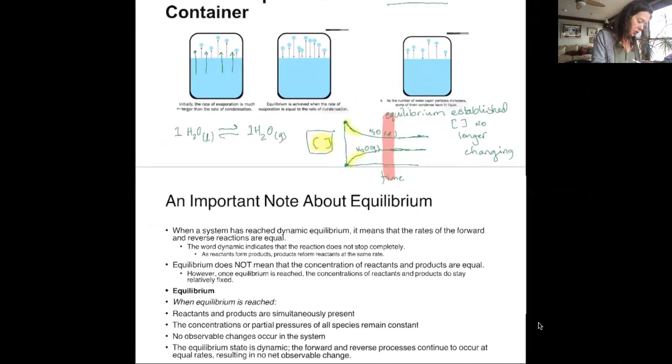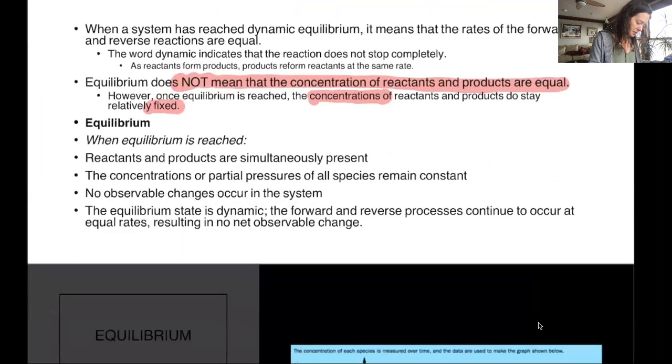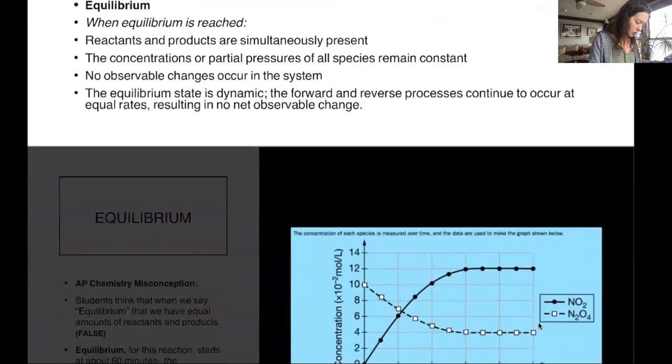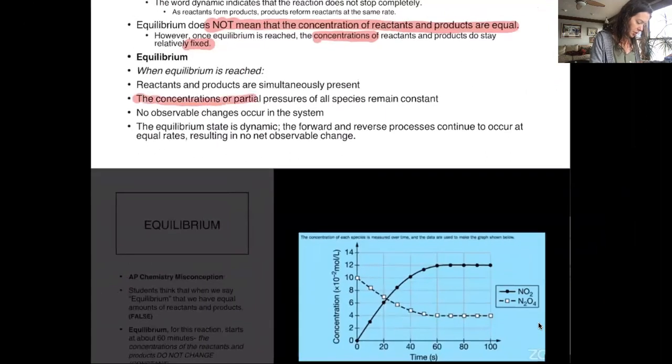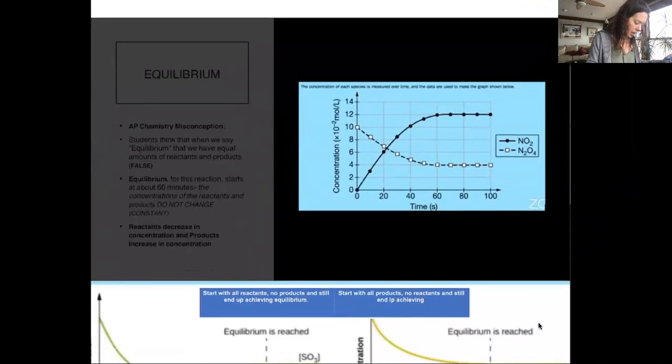Now, this does not mean that the concentrations are equal. Common misconception. But the concentrations are fixed. They're no longer changing. This can be related to partial pressures too. Partial pressures will remain constant because concentrations are constant. No observable changes, but it is dynamic. We've got the forward and the reverse processes continuing.